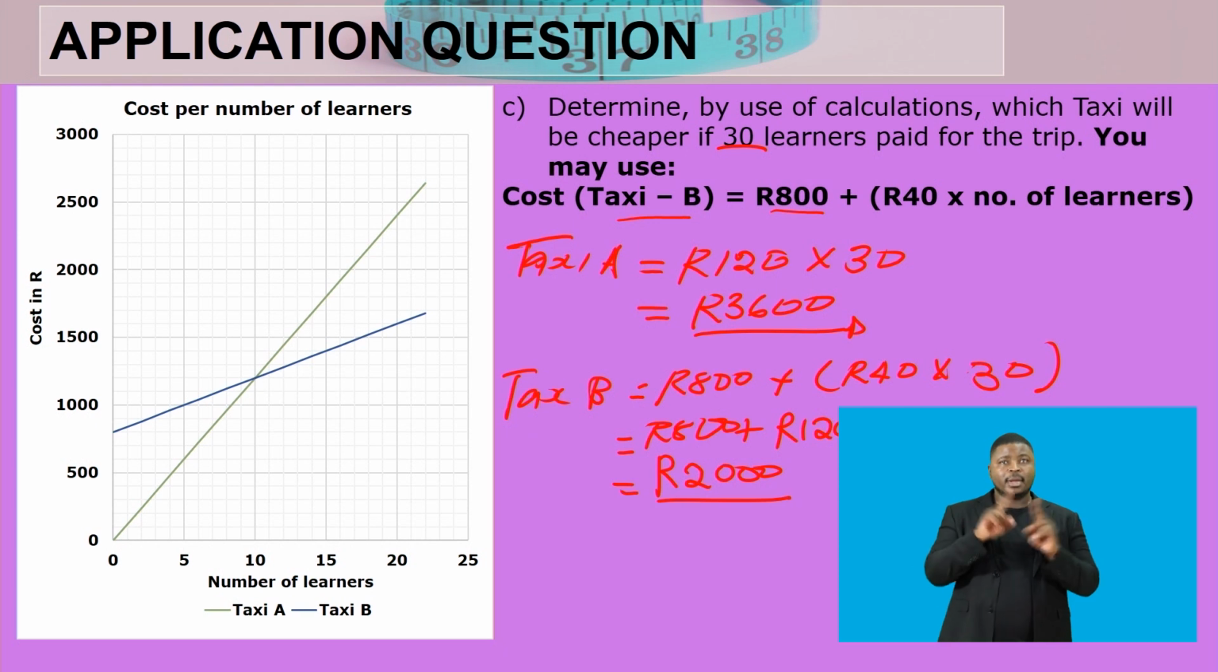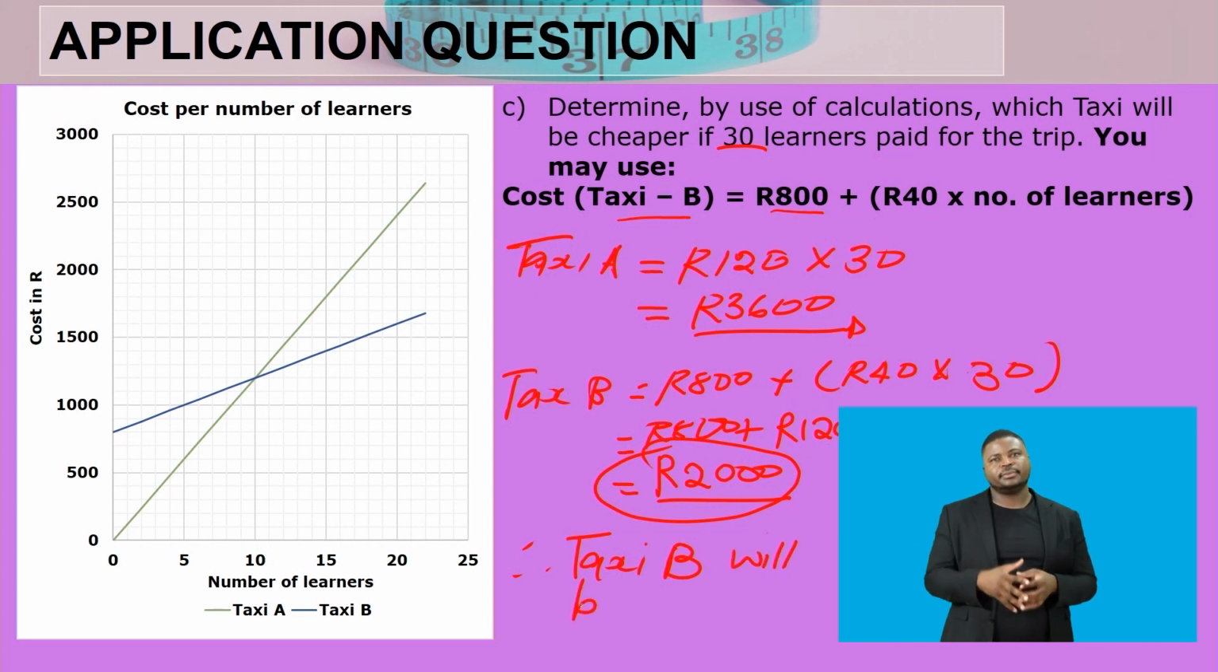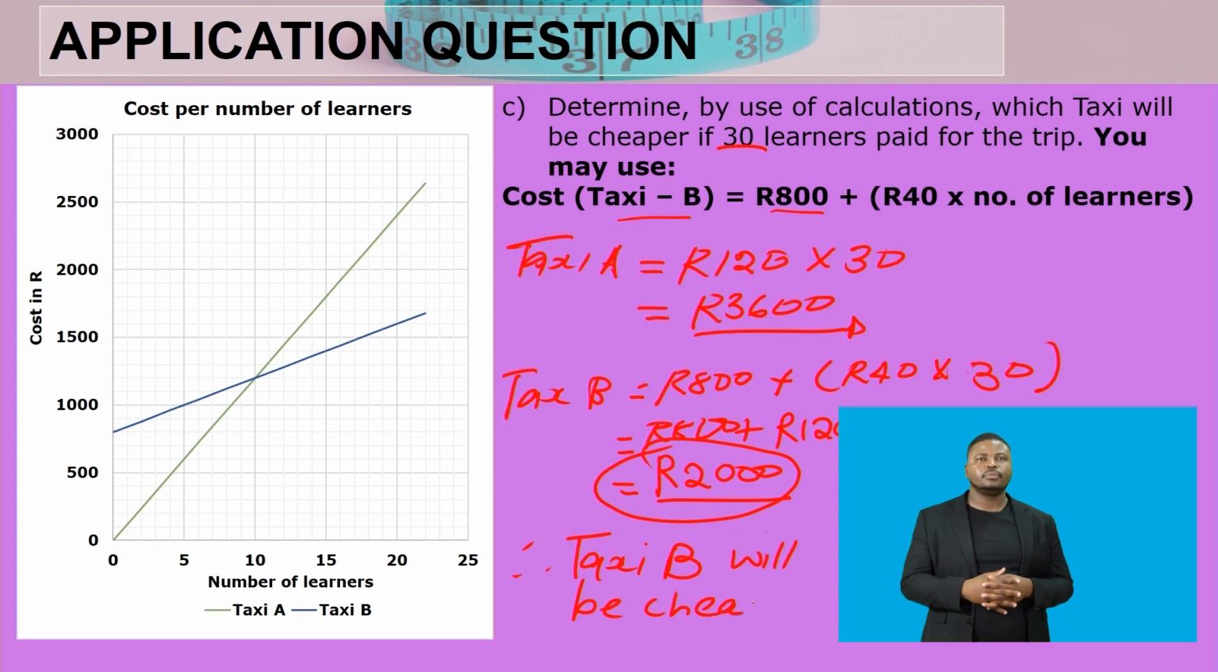What was the question asking? The question said, determine by use of calculation which taxi will be cheaper for 30 learners. So which taxi is cheaper? Definitely taxi B. Then you write your conclusion. Do not forget to write your conclusions. The conclusion says taxi B will be cheaper.